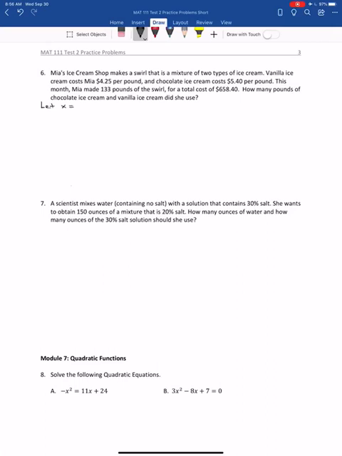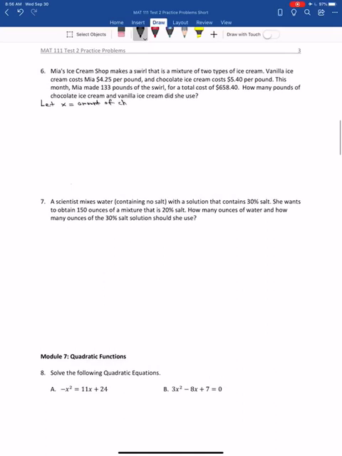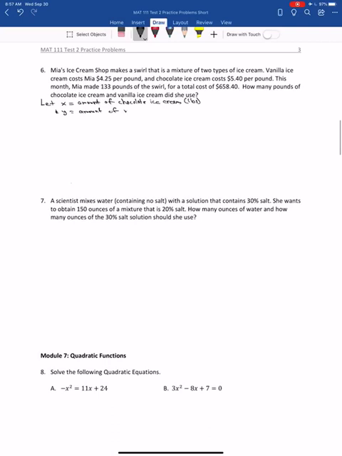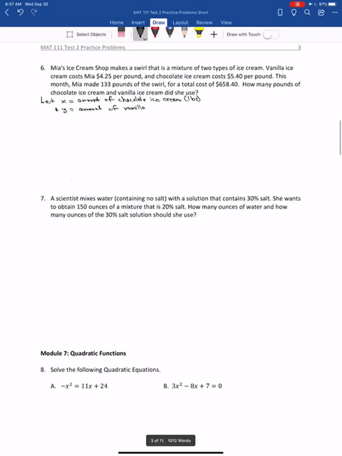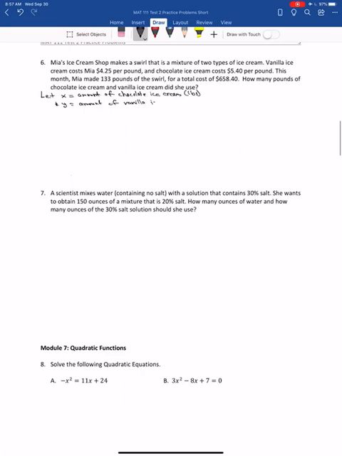Now, how many pounds of chocolate ice cream? That's one of my unknowns. So let's let x be the amount of chocolate ice cream, and again, that's in pounds. And then let's let y equal the amount of vanilla ice cream. So we've got two types of ice cream that we're going to mix together to make this swirl, and these are in pounds.